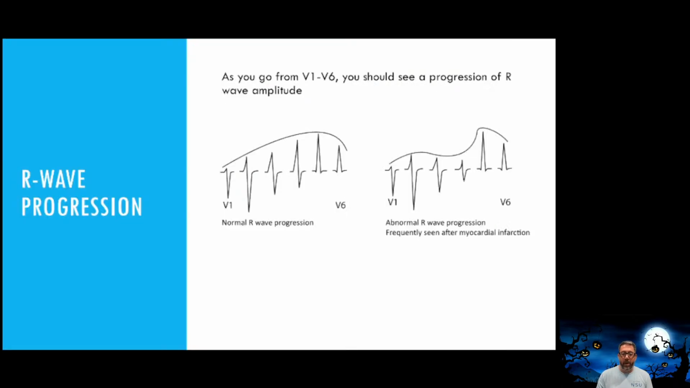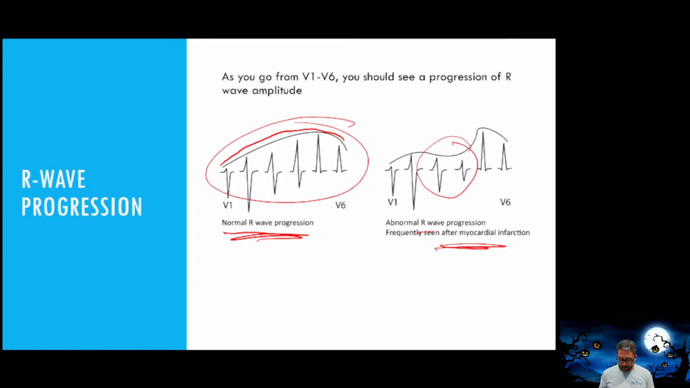So R wave progression, as you're moving across the precordium from V1 through V6, you should see what's called normal R wave progression as the peak of these R waves reaches a peak around V5, V6. If you see poor R wave progression like that, that means there was an injury, or you'll see that usually after a myocardial infarction, you'll lose that progression. But this is a normal finding. You want to see that progression.